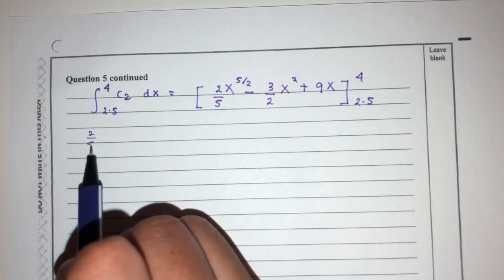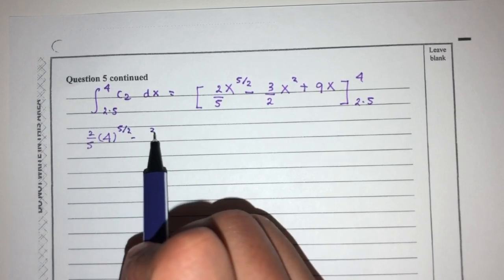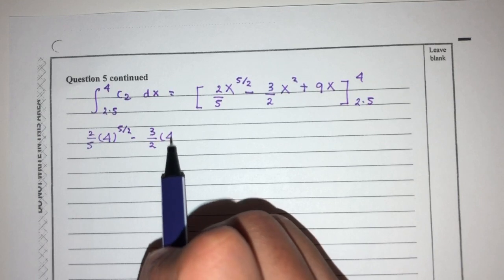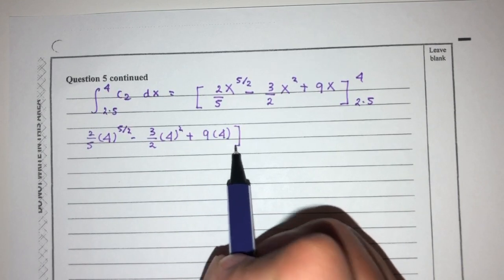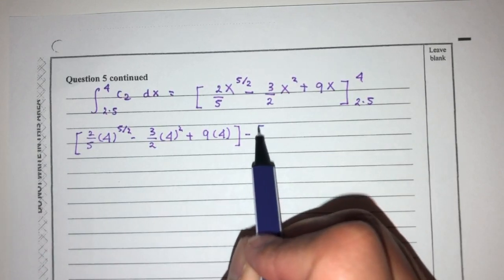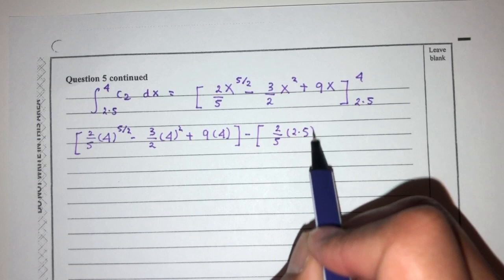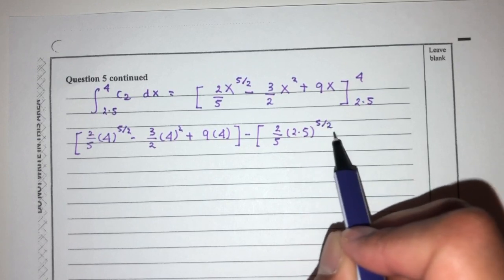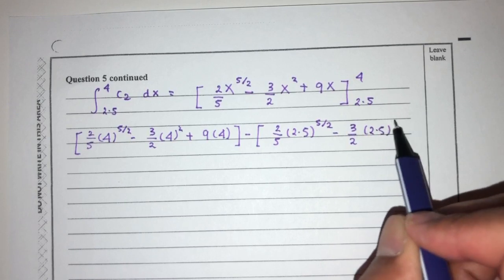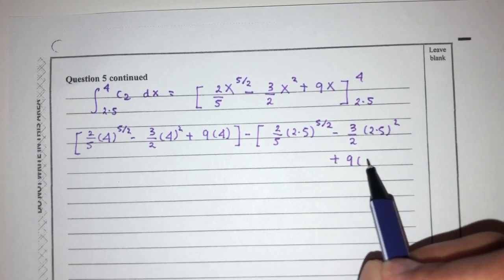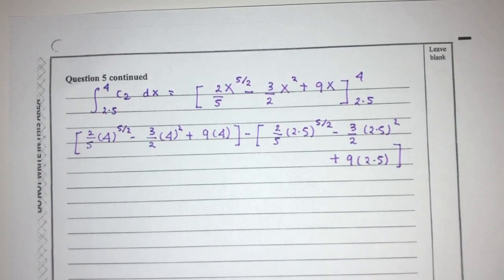2 over 5, that will become 4^(5/2) minus 3 over 2 times 4 squared plus 9 times 4. The minus, that will become 2 over 5 times 2.5^(5/2) minus 3 over 2 times this value right here, squared, and plus 9 times 2.5. So one by one, let's see what happens.